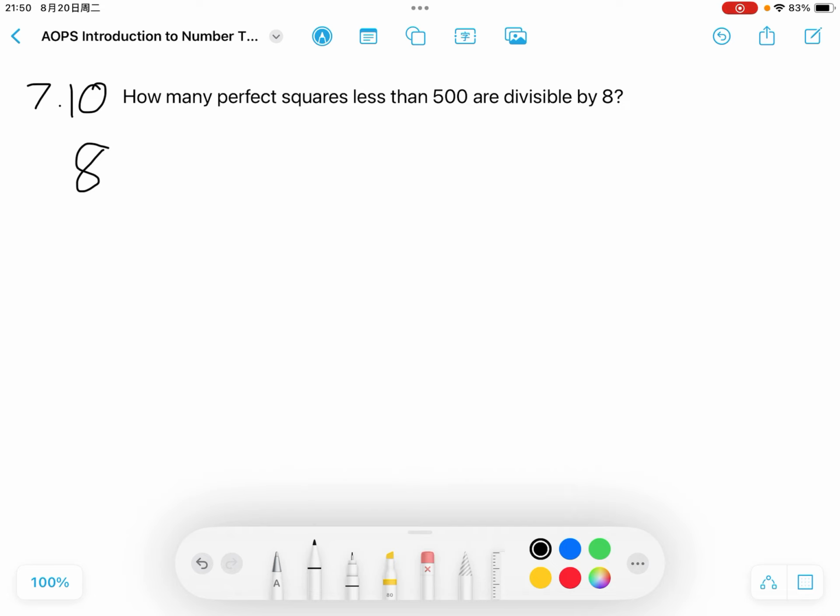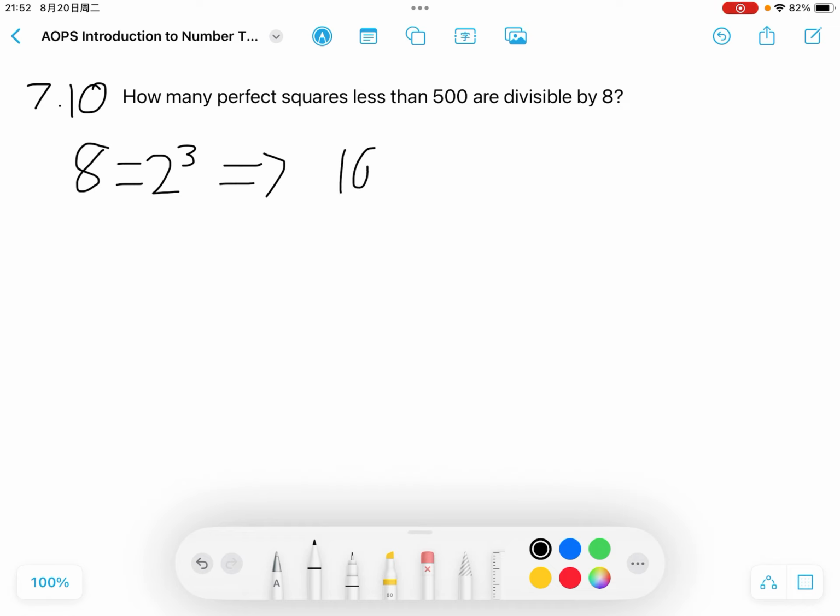So 8 is actually 2 cubed. So to make this a perfect square, we can square both sides of this equation and get 64 is equal to 2 to the power of 6, or 8 squared. That's obviously a perfect square. And then we continue the problem by doing 500 divided by 64. But no, that's not correct, because there's a way smaller perfect square that is larger than 8, which is 16.